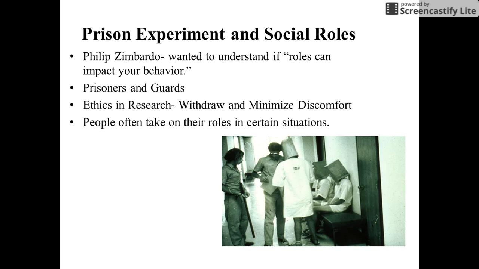Zimbardo wanted to understand if roles can impact your behavior. So he assigned randomly people to prisoners and guards. And what he found was people often take on their roles in certain situations. There were a lot of ethics that were, again, broken in this experiment. Freedom to withdraw and minimizing discomfort were two. Again, this is another experiment that you researched on your own.